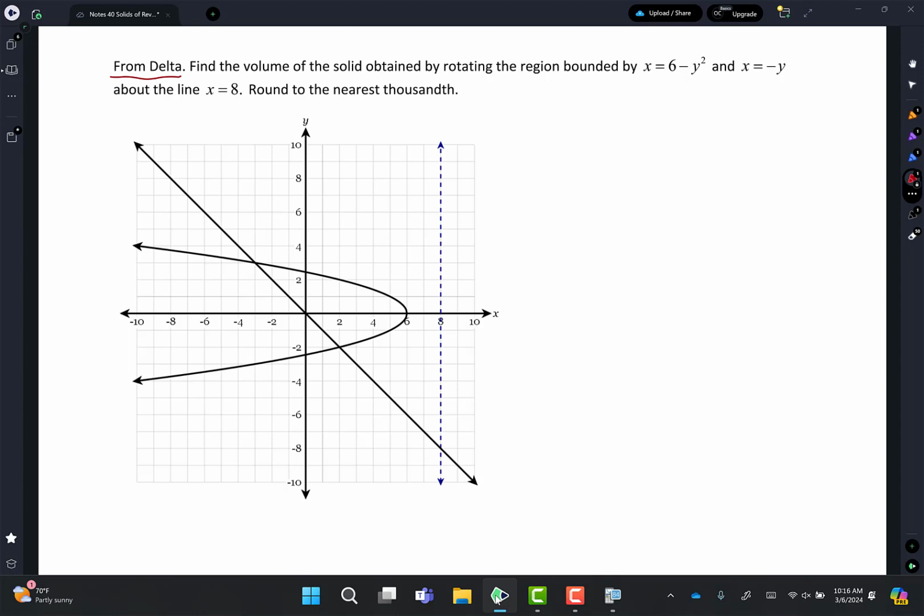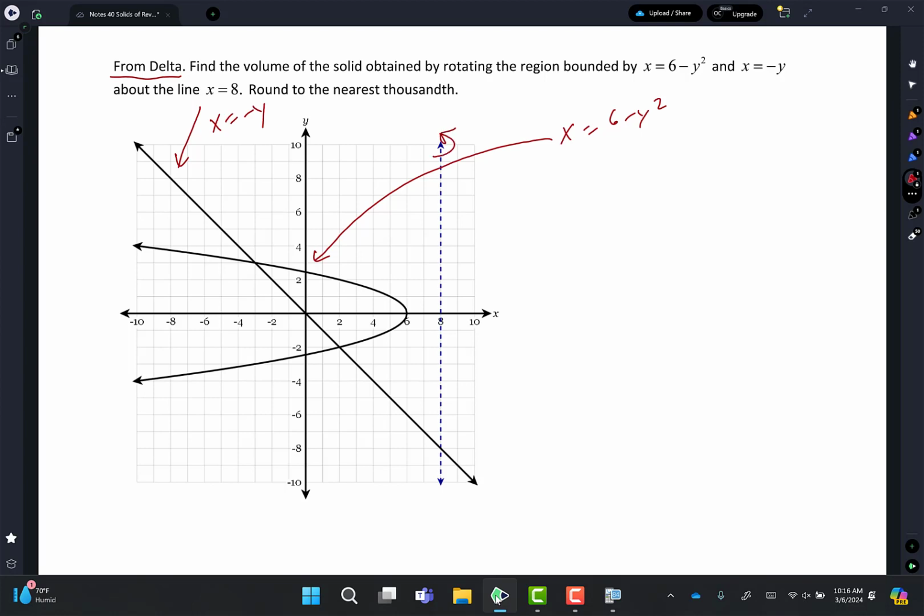Find the volume of the solid obtained by rotating the region bounded by, so this parabola that you see opening up in the x direction is x equals 6 minus y squared. And then this line that you see is x equals negative y. We're still okay? And I'm rotating it about the line x equals 8.